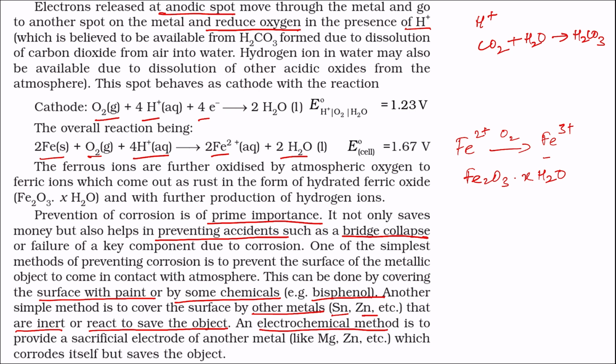And the electrochemical method employed to prevent corrosion is to use another metal like magnesium, zinc, etc., which corrodes itself but saves the object.